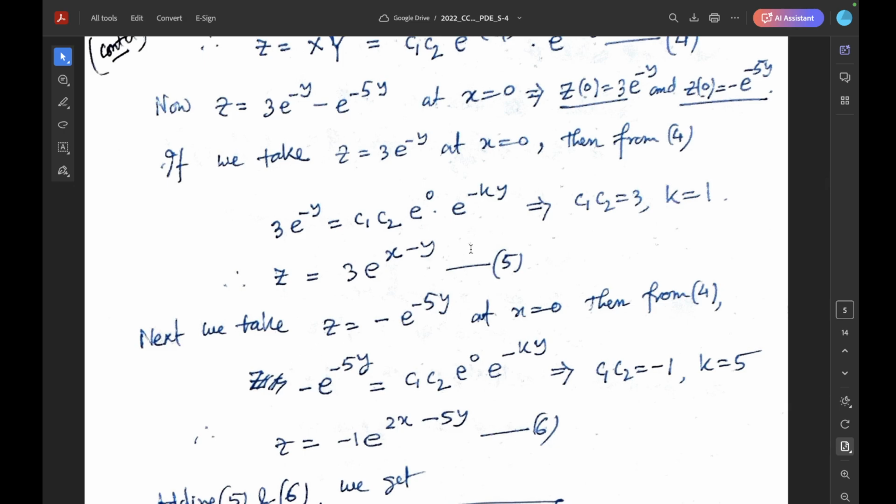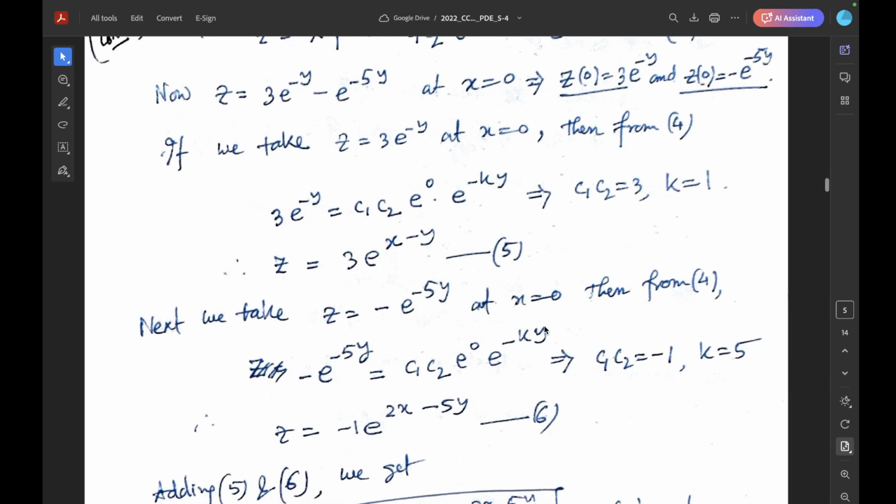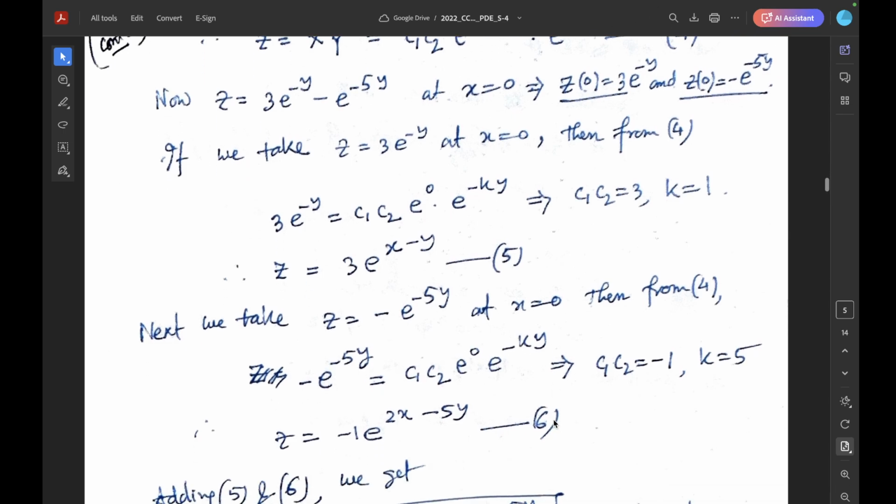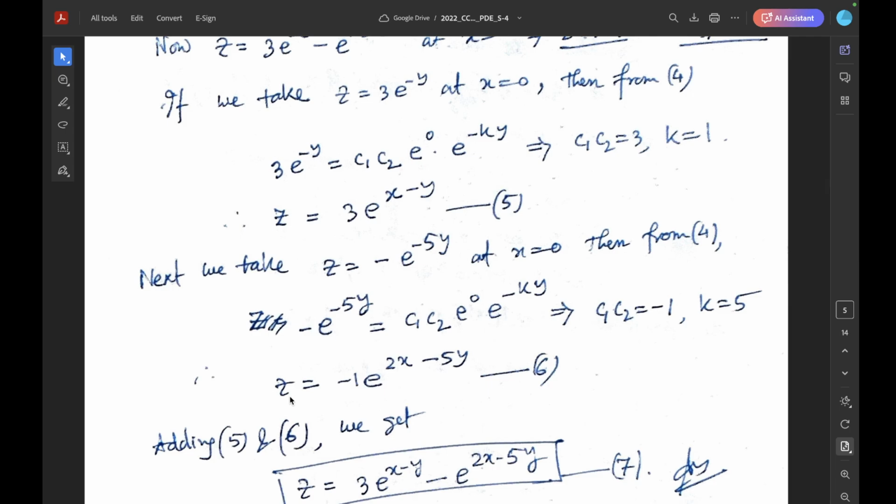If we take z = -e^(-5y) at x = 0, then from 4, -e^(-5y) = C1 C2 e^0 e^(-ky). Comparing both sides, C1 C2 = -1 and k = 5. Hence z = -e^(2x-5y). This is 6.